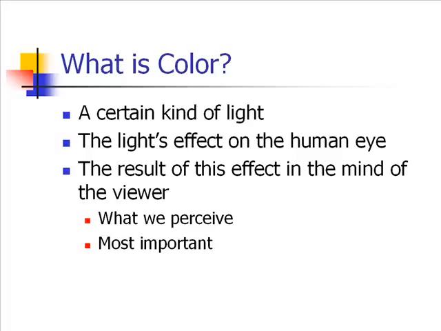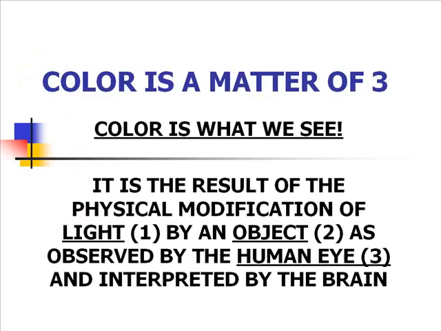As we go down a few classes from now, we'll see that it doesn't always match up with what we see visually. So we have to always go with what we see visually. So color is a matter of three, and we'll use this number 3 a lot when describing colors. So color is what we see.